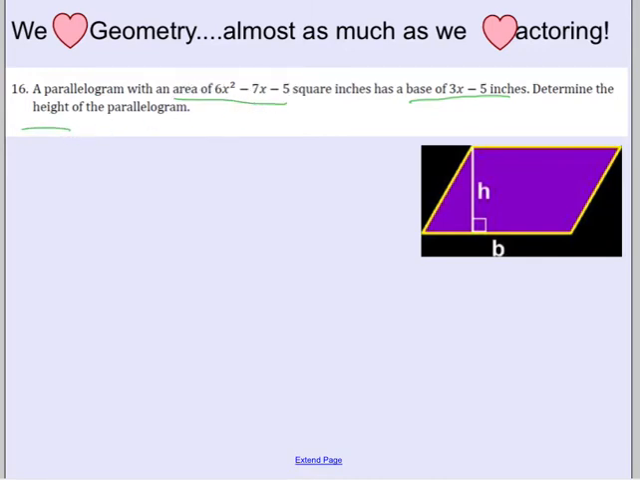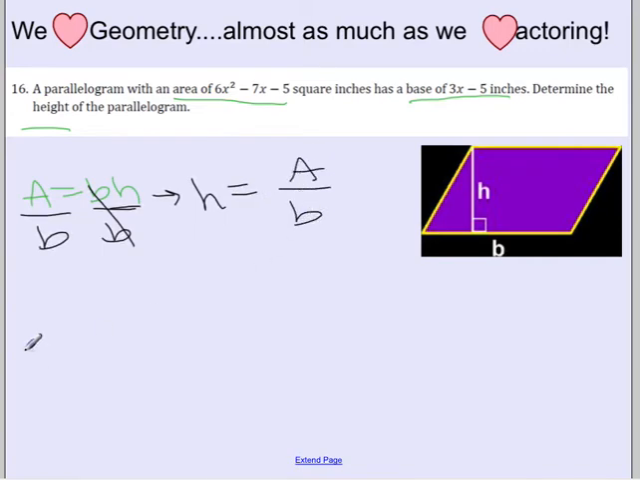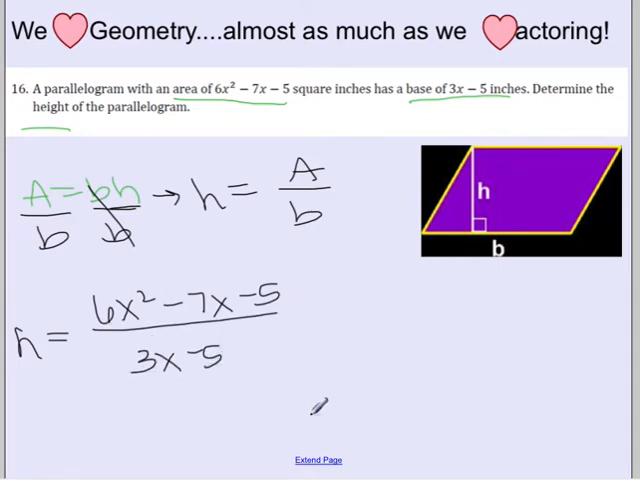Well, I have to remember my equation for a parallelogram. The area of a parallelogram is base times height. In this case, I want to solve for the height, so I would have to divide by my base. So my height is equal to my area over my base. So I'm going to set this up. Height is equal to my area, which is 6x squared minus 7x minus 5, all over my base, 3x minus 5. So what I need to do is factor.